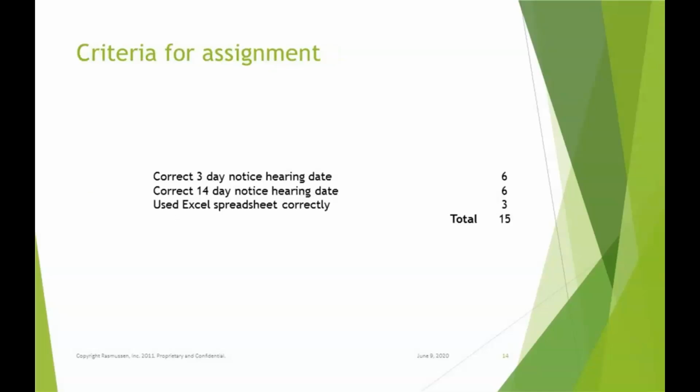Criteria: the correct 3-day notice, 6 points; the 14-day notice, using the Excel spreadsheet correctly. Why do I want you to do that elaborate thing? 1 down to 3, and then again 0, and then 1 through 14. Because if you show your work, it's easier for the lawyer to double check you, and obviously in class it's easier for me to double check you and see if you're thinking right about the rules. So, are you using the rules correctly or not?